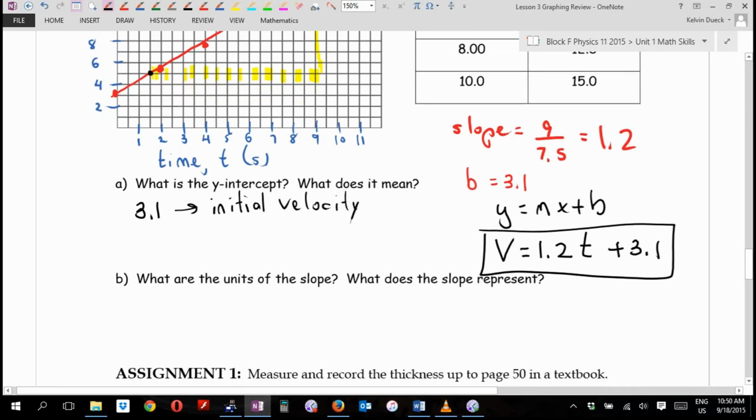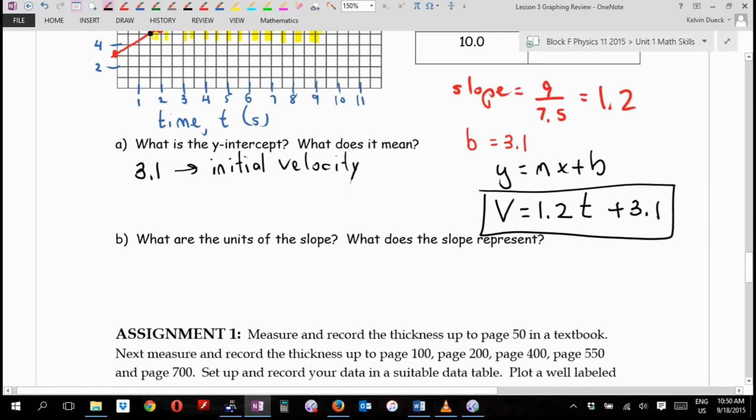What are the units of the slope? Slope is what over what? Once again, slope is what over what? One more time. Slope is what over what? Everyone? Okay. Look at the units. What are the units on the rise, on the y-axis? Meters per second over, there's your rise.